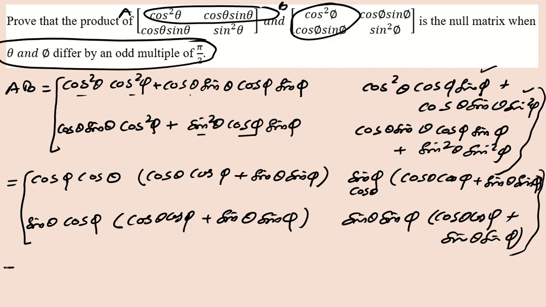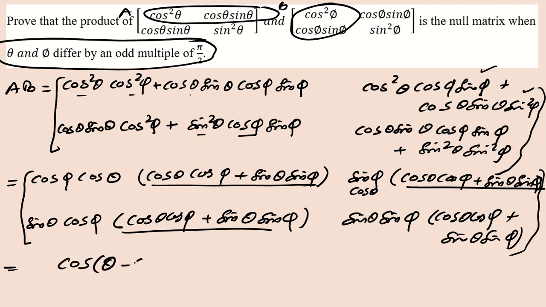Now see, everywhere you have the same expression, yes? I'm not writing the whole matrix, okay? It is the formula of cos of theta minus phi.